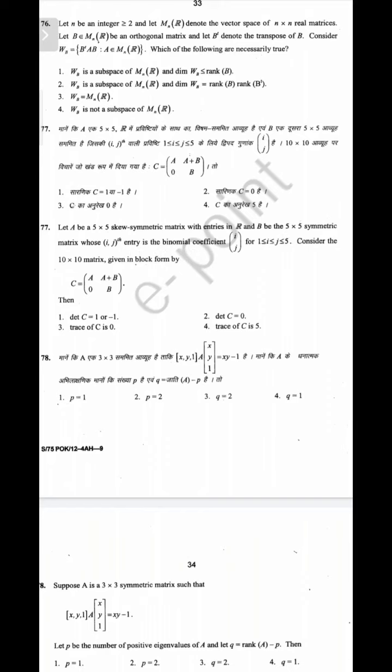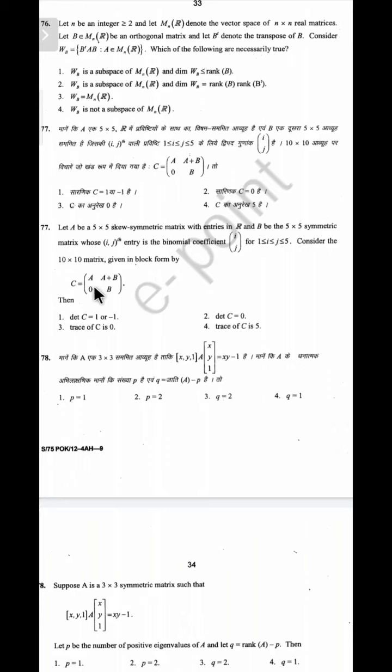Okay, consider a 10 cross 10 matrix. This is your matrix. What they are asking is the determinant of them, so that will be directly 0. Can you see that? Because that will be determinant of A into B. Yes, so 77, option 2 is correct.